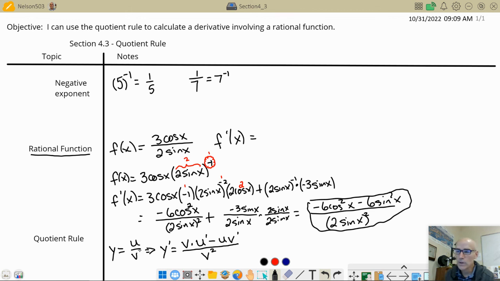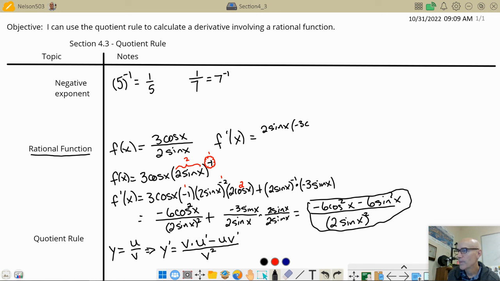So the saying really goes low d high minus high d low, square the denominator, and away we go. But we'll get better at saying the saying. Anyways, I come back up here, and let's try it right now. I go low d high, so that's 2 sine x times the derivative of the numerator would be negative 3 cosine x.